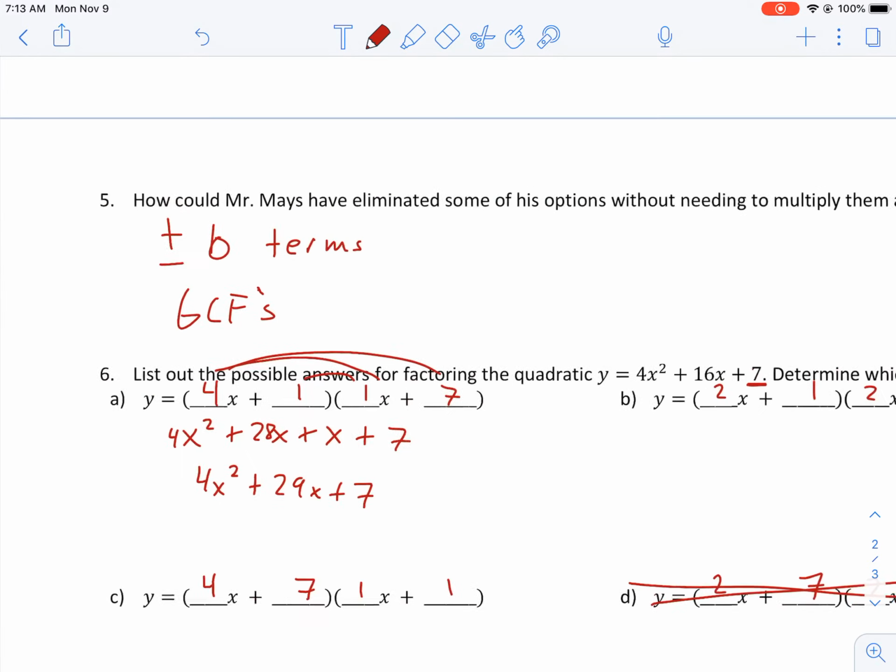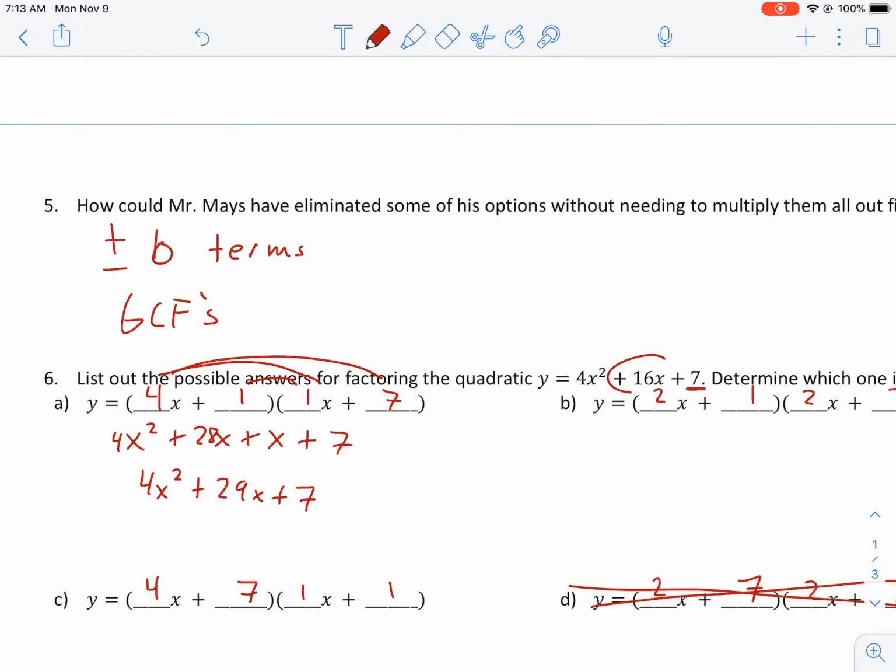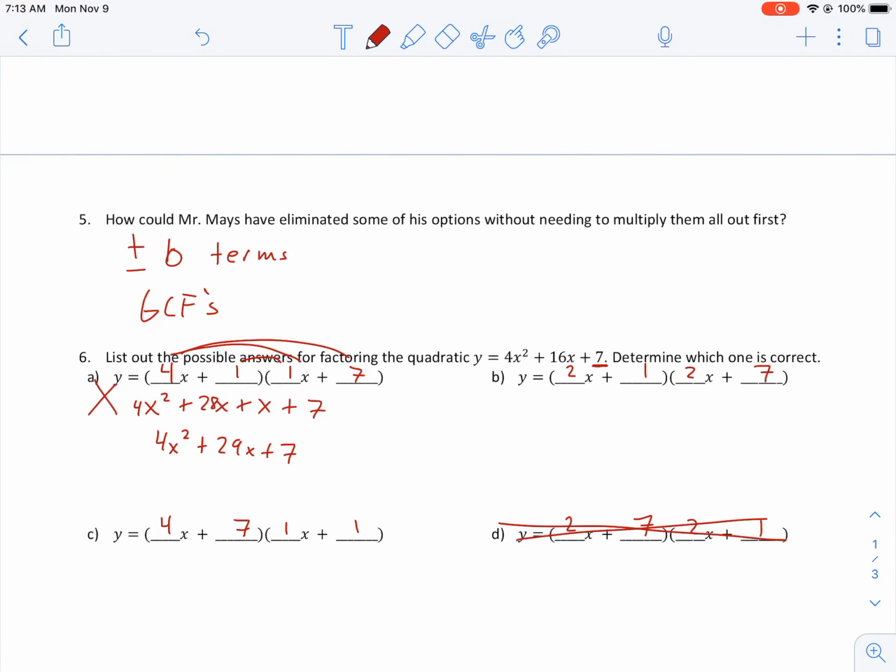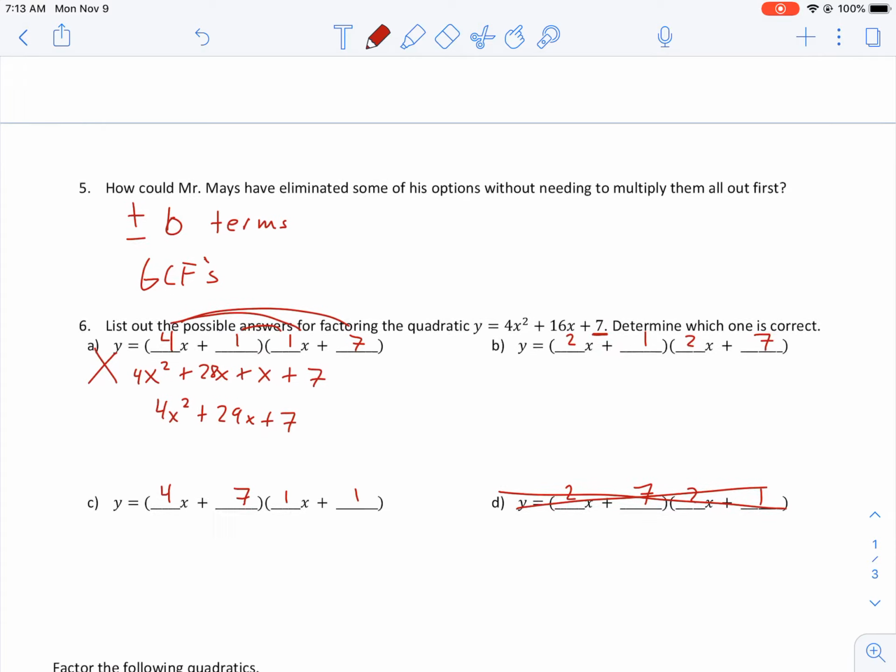So this one's not correct, right? Because we want the middle term to be 6. Our middle term got 29, so that one's not correct. So you guys can figure out, is it B or is it C?